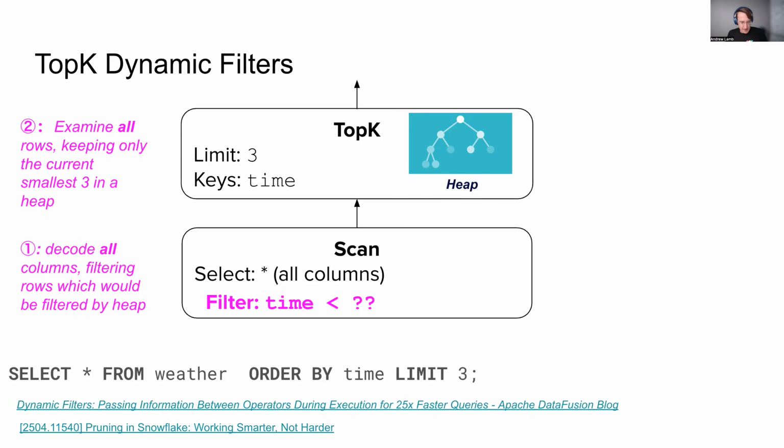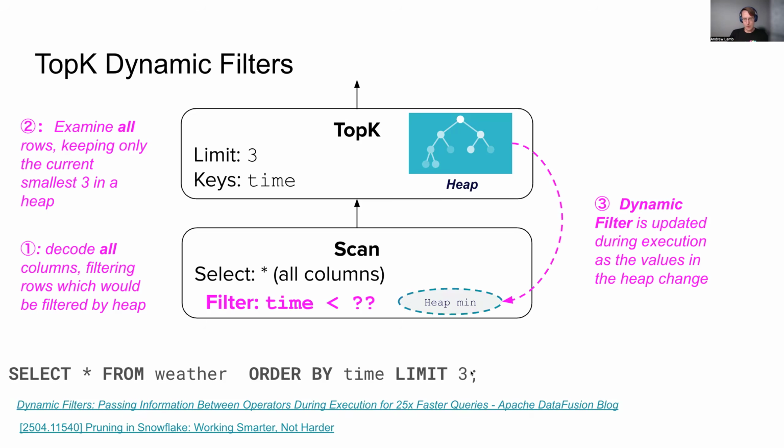And the way it works is we add this special filter. We're going to add a filter that, in this case, has the form time is less than some value. And as the query runs, and as this heap gets updated, we're going to pass information down about the current heap min to the filter. So think of it like the optimizer sticks this filter in, but we don't necessarily know what the values are until you start running the plan. We call it a dynamic filter because it gets updated during execution.